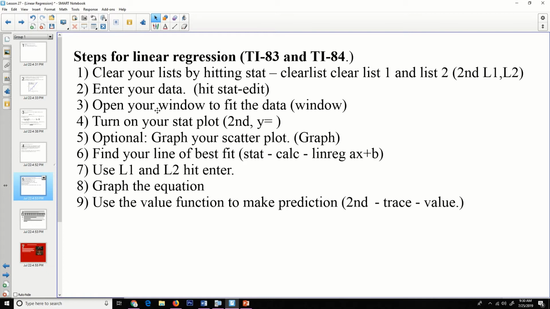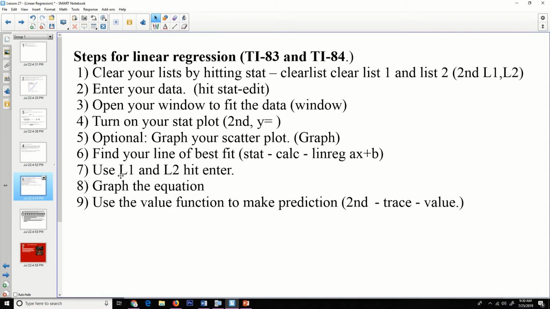Then we're going to open a window to fit the data. And remember, you don't want to put your data right on the edges, so always make your window a little bit bigger than your data. And then you can graph the scatter plot if you want to look at it. You can find the line of best fit by going stat, calculate linear regression ax plus b, and again, that's what we did to find the correlation coefficient.